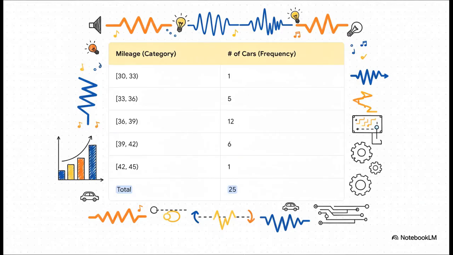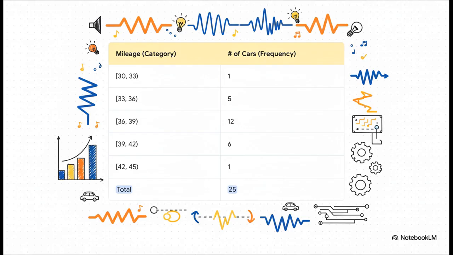But what happens if we apply the concept of frequency here? In statistics, frequency just means how often something happens. So instead of looking at the raw numbers, we just count. We count how many cars fall into different mileage buckets. And suddenly, a structure starts to appear. We can immediately see that most of the cars, 12 of them in fact, landed in that 36 to 39 miles per gallon range.